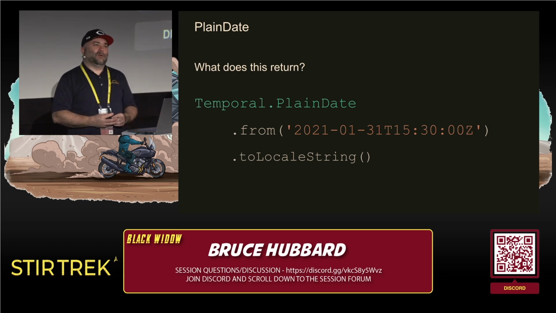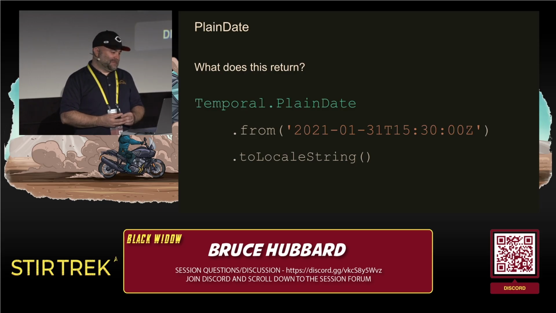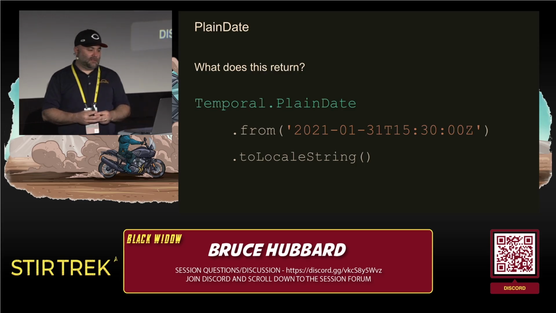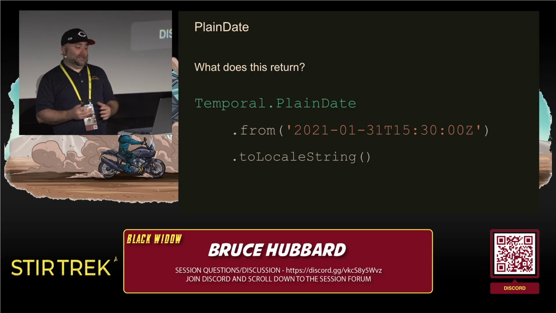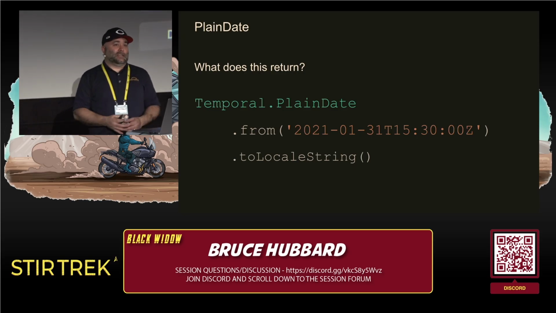All right, let's talk about some quirks. So yeah, what do you guys think this is going to do? You might think, okay, this is going to return you back January 31st, 2021. Well, the answer is it's just going to error out. If you pass this in to PlainDate, you'll actually get an error.